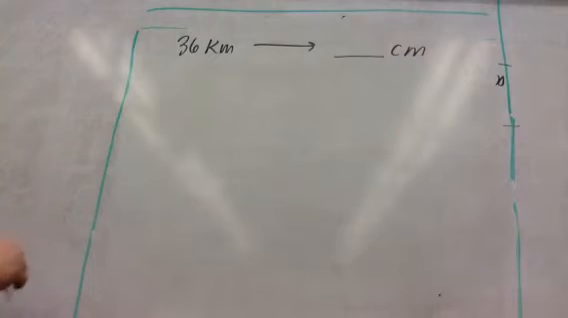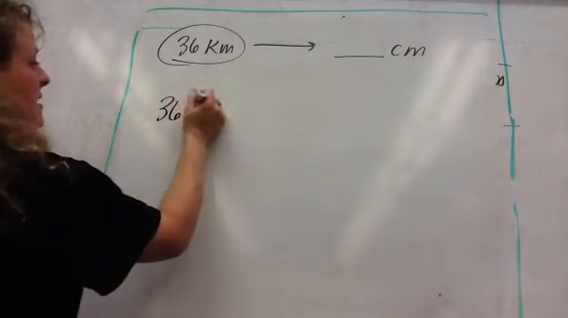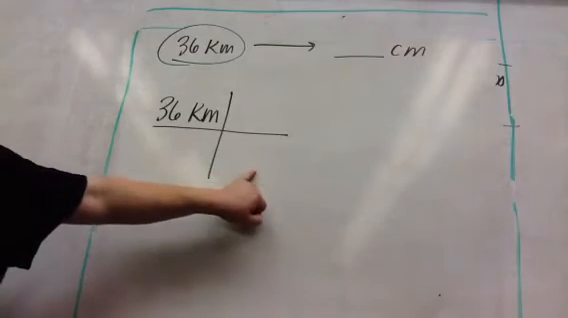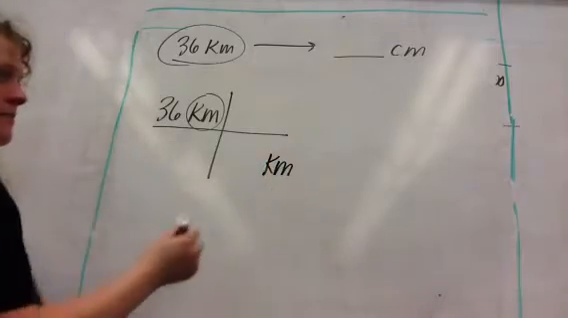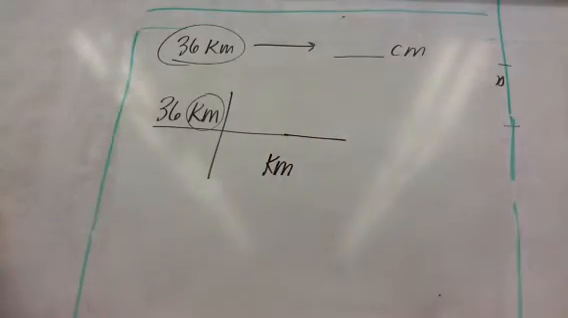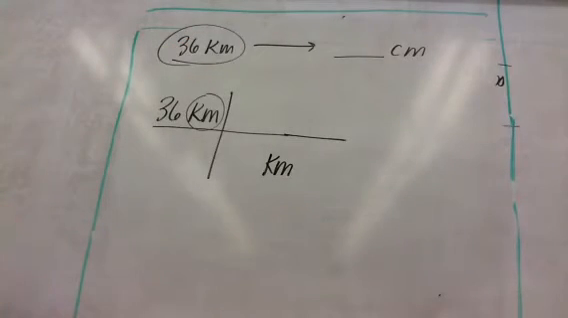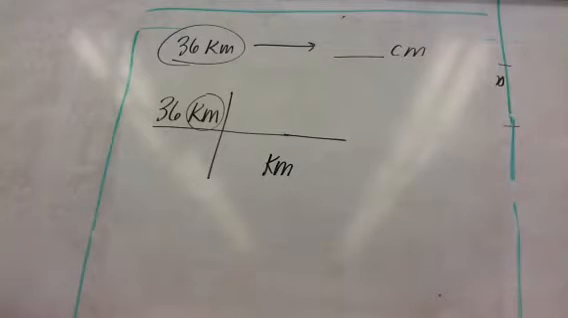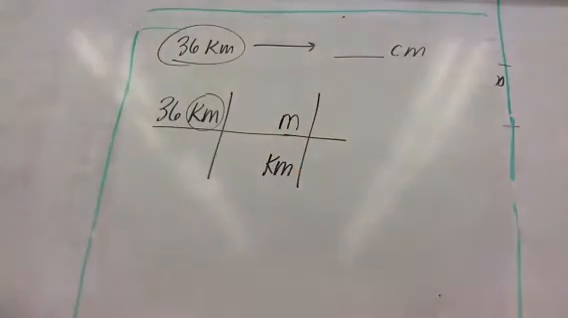So the first thing we want to do, we're going to set up a factor label, and we always start with our given. So we're going to start with 36 kilometers. The units that go down here are always the same units you started with, so that they'll cancel. And our first step is going to be to go through the base unit. So we're dealing with kilometers and centimeters. What's our base unit? If we take the prefix off kilometers and centimeters, we're dealing with meters. So we want to go through meters. So that'll be our first step.